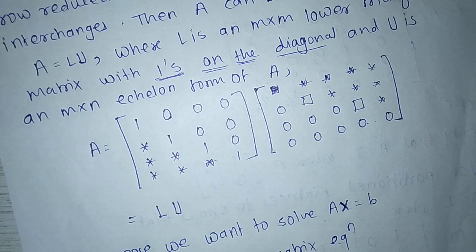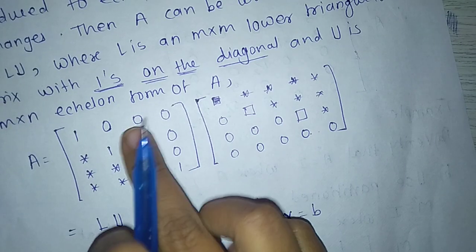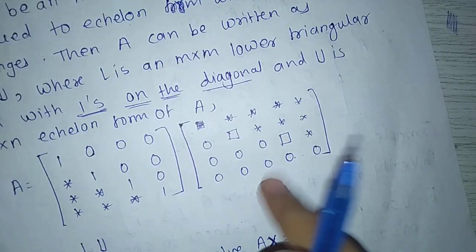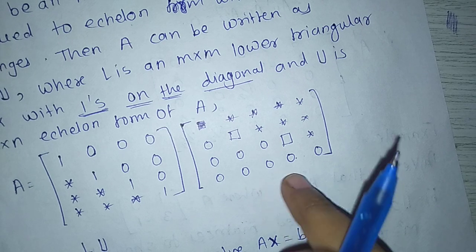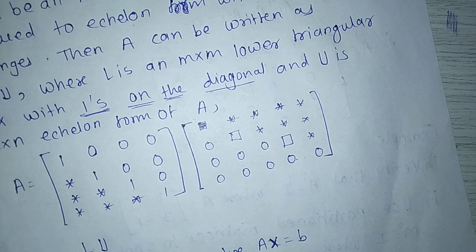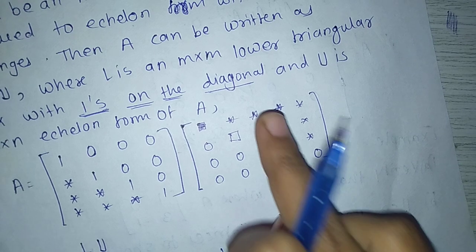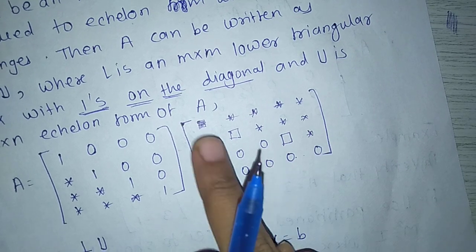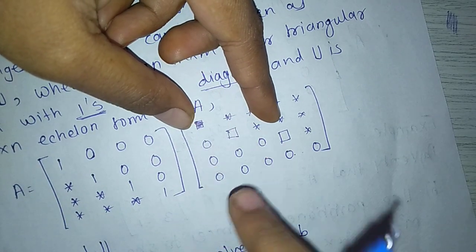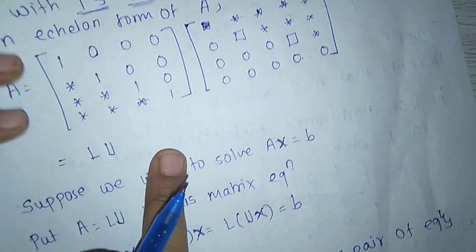Star may be any entry of this matrix, and these entries are always 0 because L is lower triangular and U is an M by N echelon form of A. This entry may be any entry, 1, 2, 3 and so on, and these are the star entries, but below the diagonal entries are always 0. Therefore A equal to L into U.